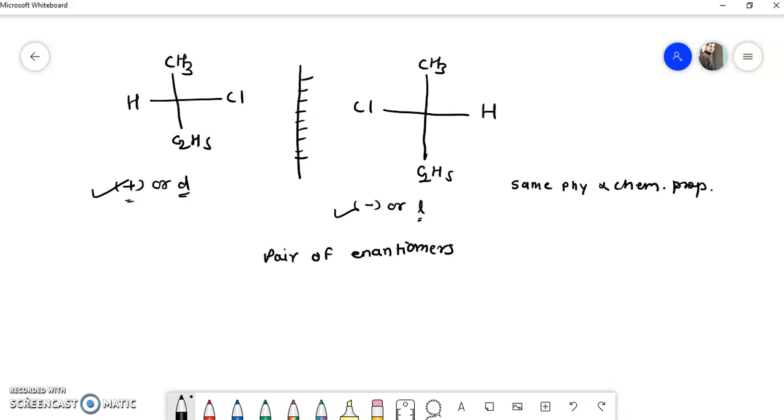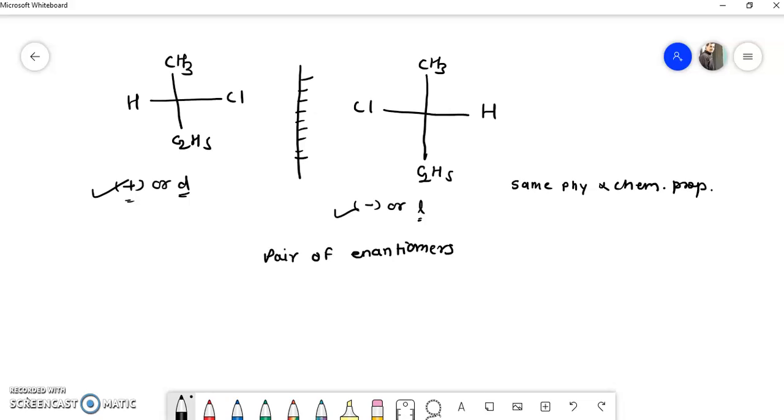Okay. They have identical physical properties, like if we compare these two compounds, their physical properties such as melting point, boiling point and density remain the same, but their optical rotation is different. Okay. They also have similar chemical properties. However, if the chemical reagent is asymmetric, then they may have different properties, we can say. So this is all about the enantiomers.